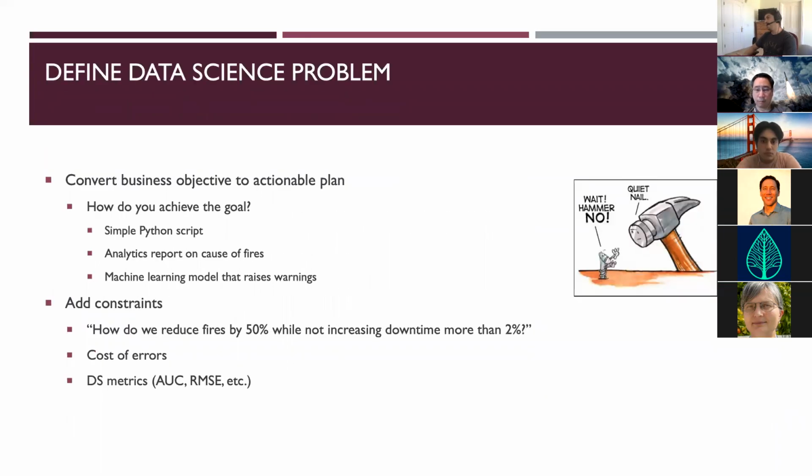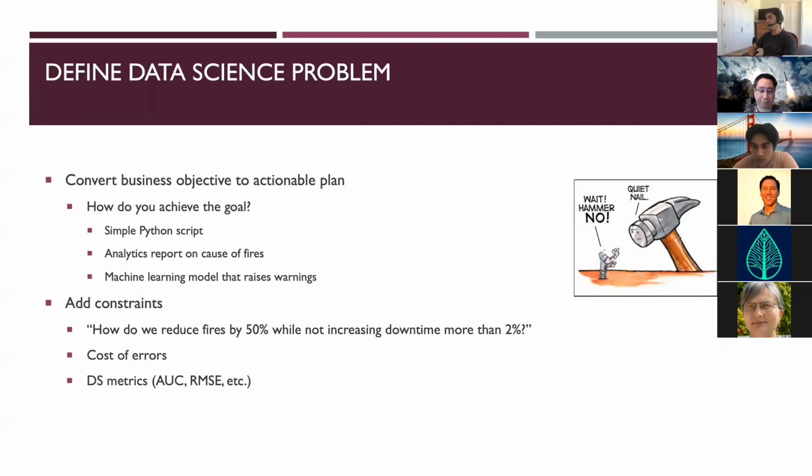So they give you this goal, and then you have to turn it into an actual plan. So they say they want to reduce fires by 50%. Well, a simple way to do that is just to say, shut down the plant. All of the fires are gone if you just don't use the plant. But that's obviously not what they want. So you have to start putting additional constraints on it.